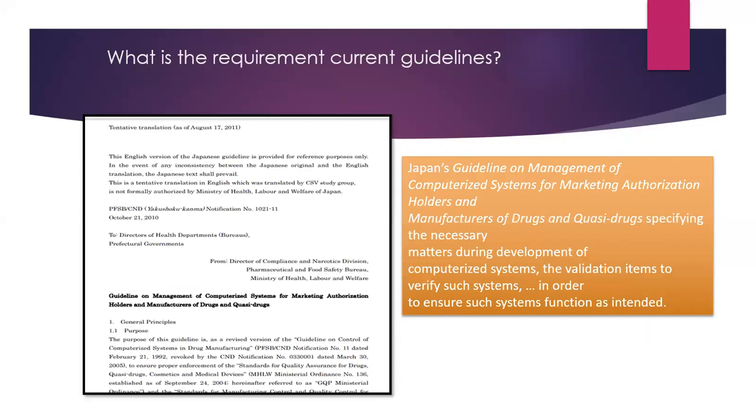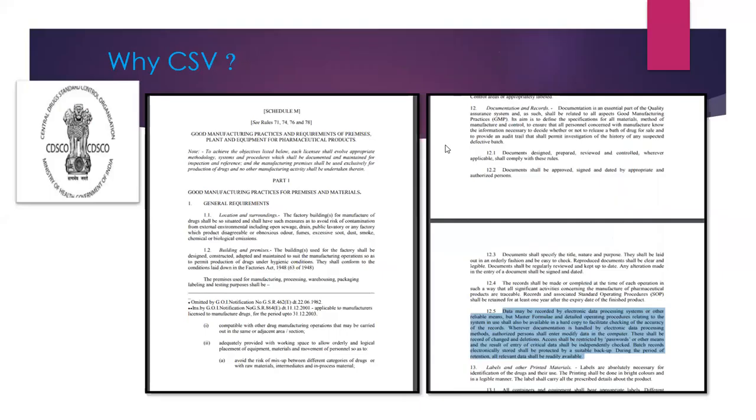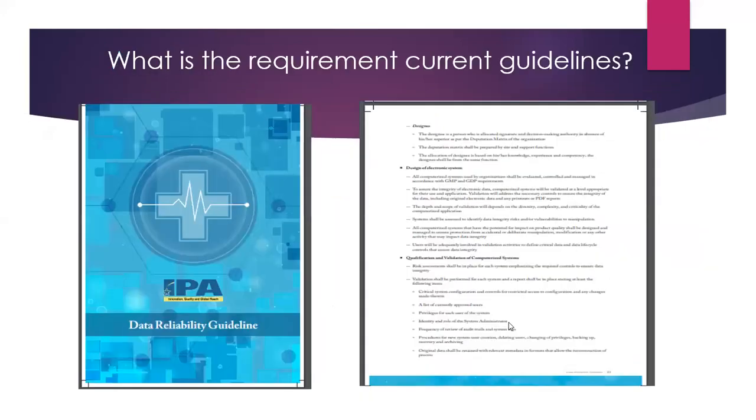Japanese guidelines: for the manufacture of drugs, the computerized system has validation items to verify such a system, in order to ensure it functions as intended. Health Canada guideline: a computerized system is subjected to qualification. Indian Schedule M: data may be recorded by electronic data processing system or other reliable means. So these are the guidelines, including the data reliability guidelines, for computer system qualification.